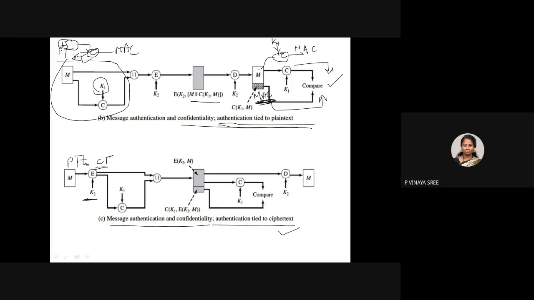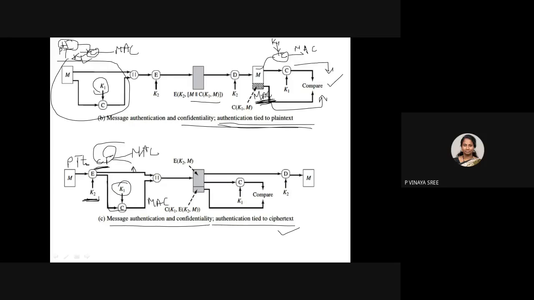After converting this to ciphertext with the help of symmetric key K2, this ciphertext we are taking as input for MAC, which is used for converting ciphertext to MAC. We are using which function? C. So for this C, it will take the ciphertext as input, and the other one is the key K1 here. So this encrypted ciphertext and K1 are both given so that we generate a MAC.